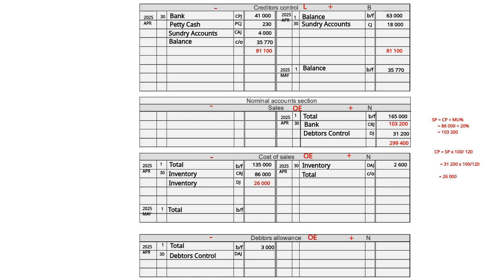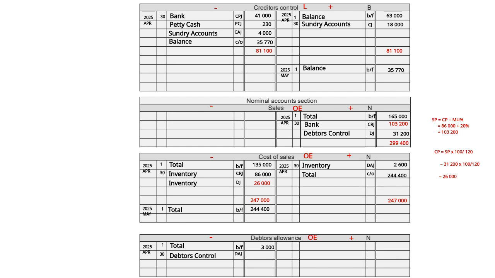Now we've entered all the entries that go to our cost of sales. So now we add up our debit side and we get a total of 247,000. We know the credit side must also equal 247,000. So the difference of 244,400 is the total that I will bring forward on the 1st of May.